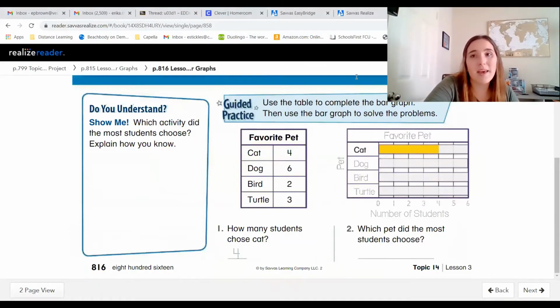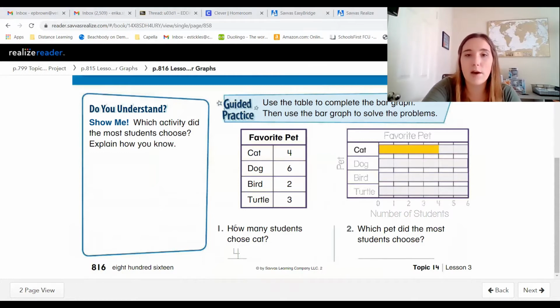So let's go practice in that workbook. Okay, we are starting on page 816, so grab your workbooks, grab your pencil, pause me if you need to, and make sure you're on page 816. We're going to do these guided practice problems together. So it says, use the table to complete the bar graph, then use the bar graph to solve the problems.